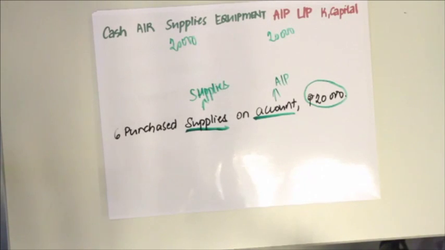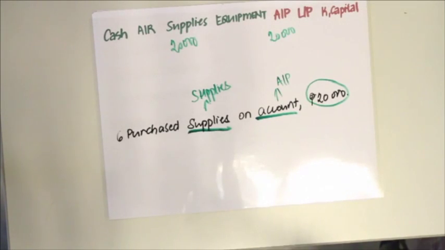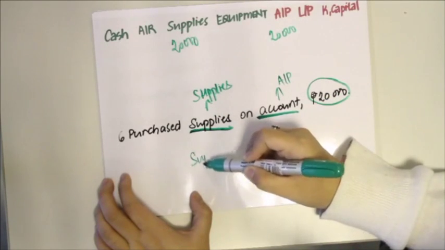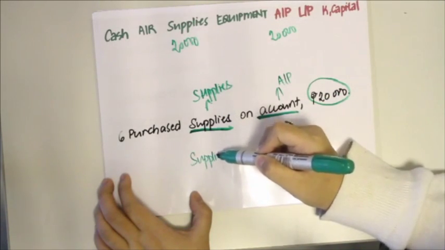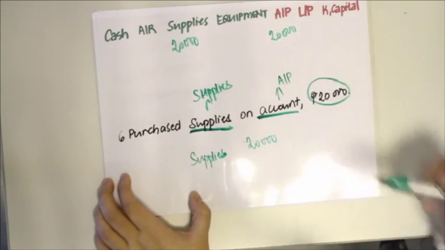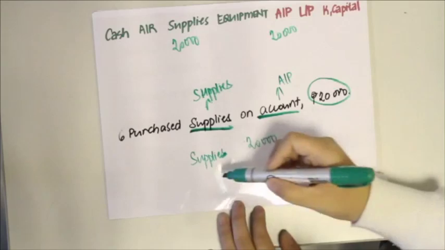Now it's time to journalize the transaction. So since you have an increase in supplies, which is again an asset, time and time again, you have to make a debit for 20,000. And you also have an increase in your liability, particularly accounts payable, so you have to make a credit.